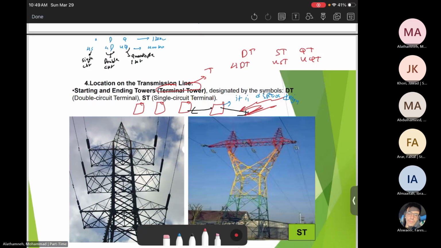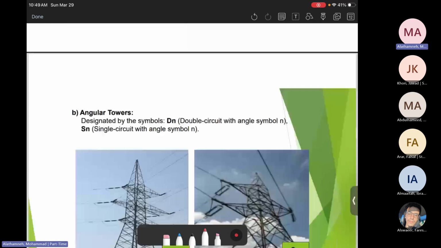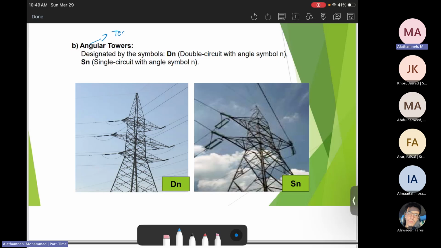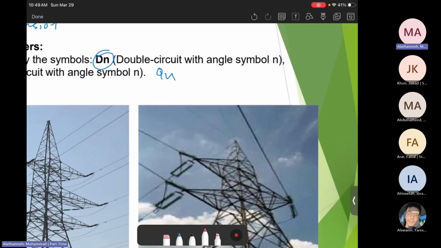Okay. Now, let's keep going. The other thing, we call it the angular tower, or in other words, the suspension, the tension towers. The angular tower is basically based on tension. We call it DN. So there is a symbol N here, or SN, or we can say QN. N means the angle. So the angle can be one of these.